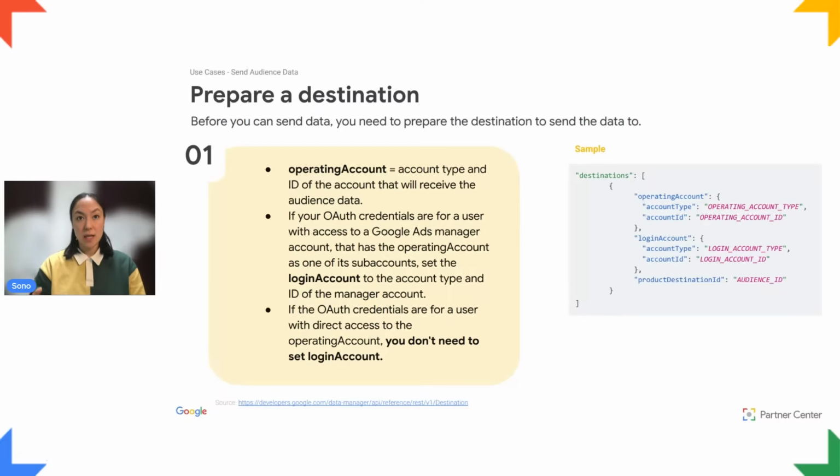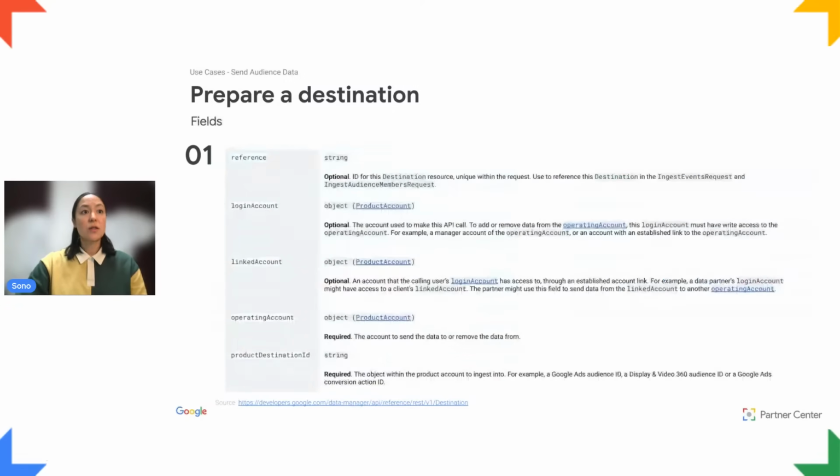So this is how to set up the destination. And as a next step, I want to show you the different fields as a reference. So the login account, these are all optional, but most importantly, I wanted to highlight the operating account and the product destination ID, which is the audience ID in our use case, but in a later step, it would be the conversion action type ID, right? So this is important to let the API call, or by making the API request, let the system know where to send the data to.